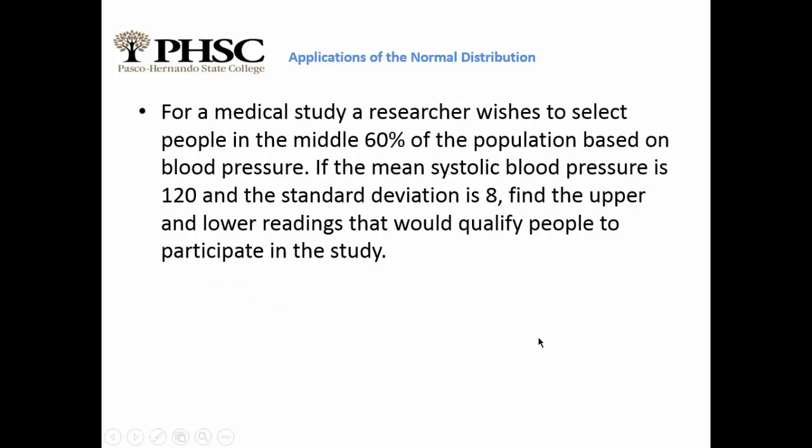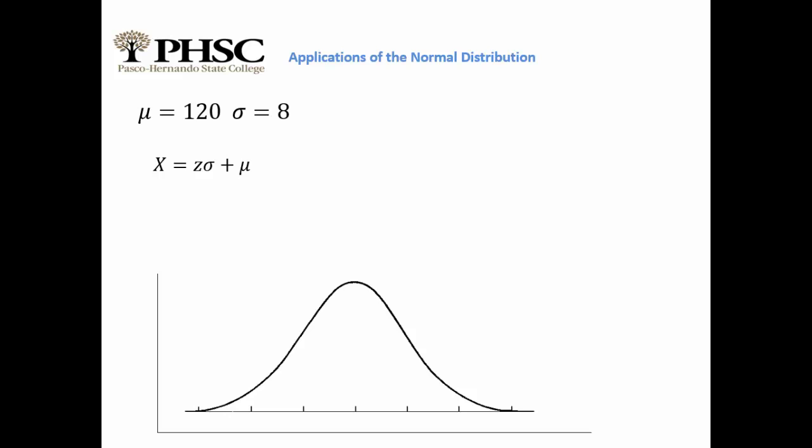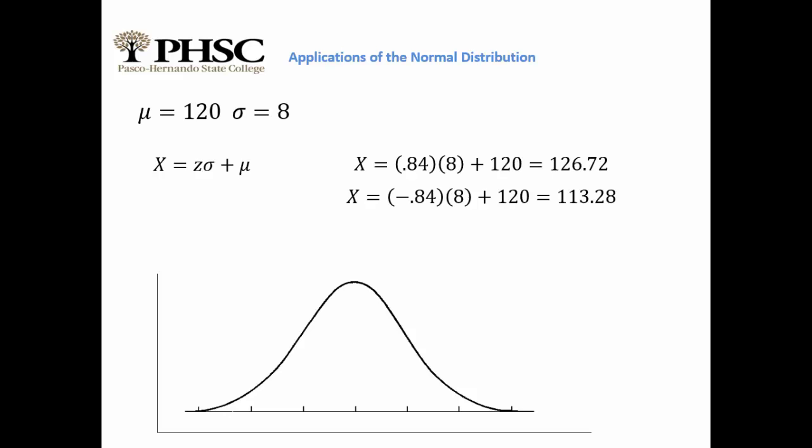So here's another example. For a medical study, a researcher wishes to select people in the middle 60% of the population based on blood pressure. If the mean systolic blood pressure is 120 and standard deviation is 8, find the upper and lower readings that will qualify people to participate in the study. So here we have the information, and this is what we end up with, right? You have to have a blood pressure between 113 and 126.